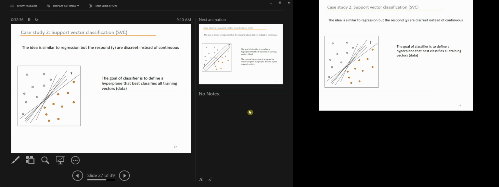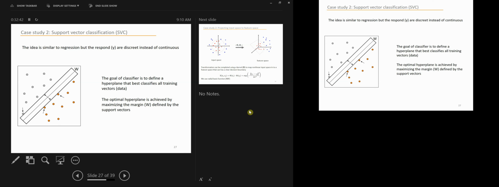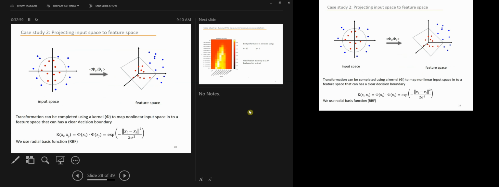But the question is, which one's the best? And which one at the end has the best predictive power? Because that's what we care about. And the idea is that the ideal hyperplane is the one that maximizes the margin between the two classes. And of course, if the data is a little bit more complex, we could also, like regression methods, introduce some slack parameters to account for that.